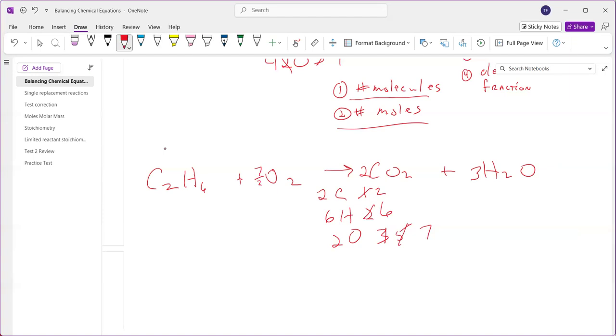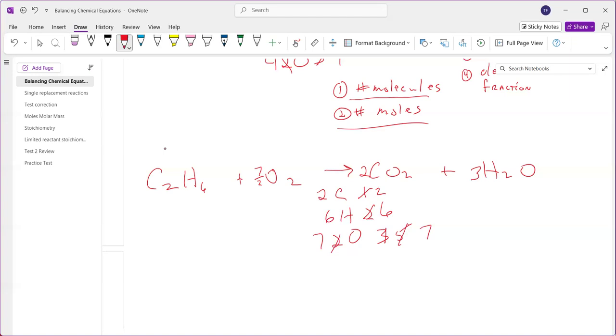Okay, so it's officially balanced. Now, the problem is the coefficients, over here on the right. 7 oxygens. Is that your question, how I got to 7? Yeah. Okay, correct. Okay, we have 2 times 2 is 4. And then we have 3 times 1 is 3. 7. Better?